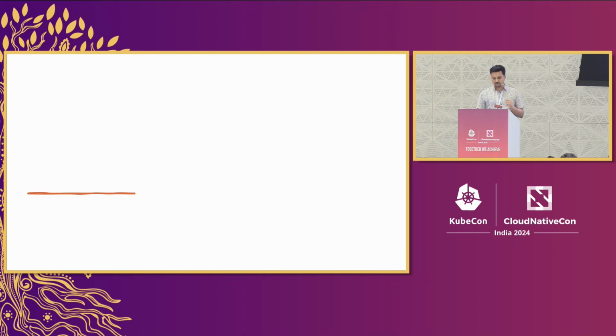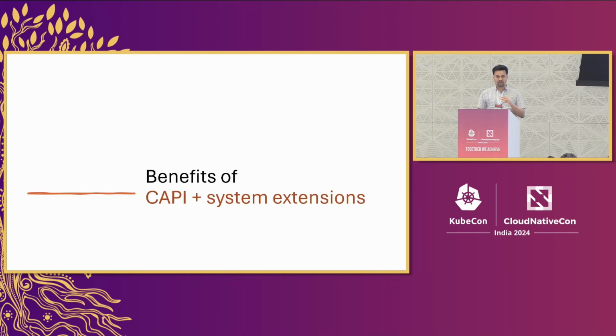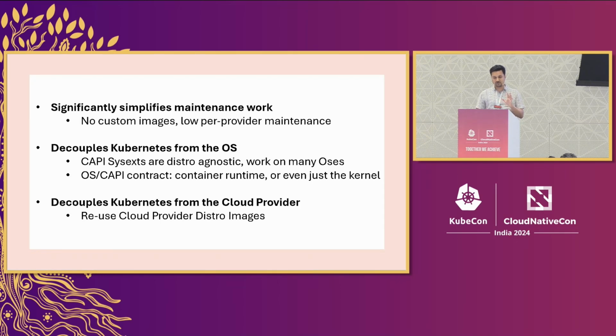With this, I think we are slowly getting to the benefits of CAPI and system extensions. We have added support to Azure, to OpenStack, and to other Cluster API providers. We are trying to engage more and more providers into the picture, because this definitely helps in less maintenance work.